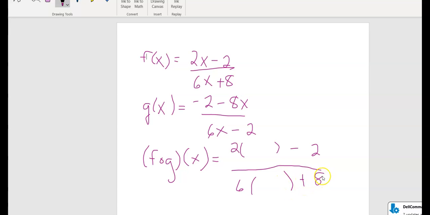And then we want to take g, and we want to plop g into these two sets of parentheses. So I'm going to plop this in, and I'll also plop it in here.